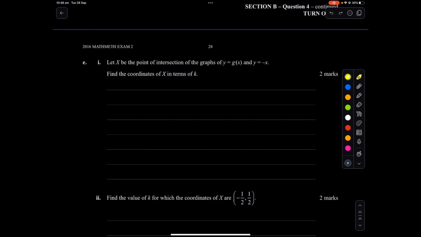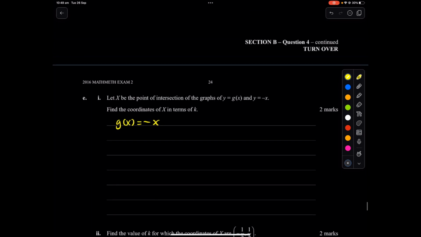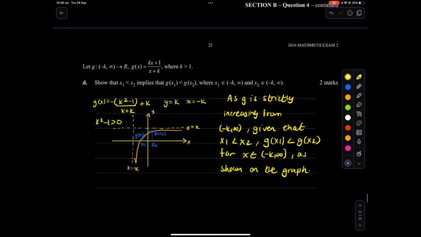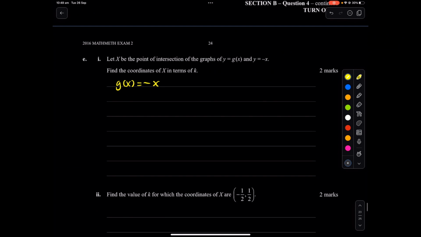Let x be the point of intersection of the graph of g of x and y equals negative x. Find the coordinates. Okay, so we just want g of x to equal negative x. Let's solve where g of x, we haven't defined g of x, so g of x is defined as this over here, isn't it? Coming down over here, we're saying g of x equals negative x, so we want to solve for x, and we get these two here.